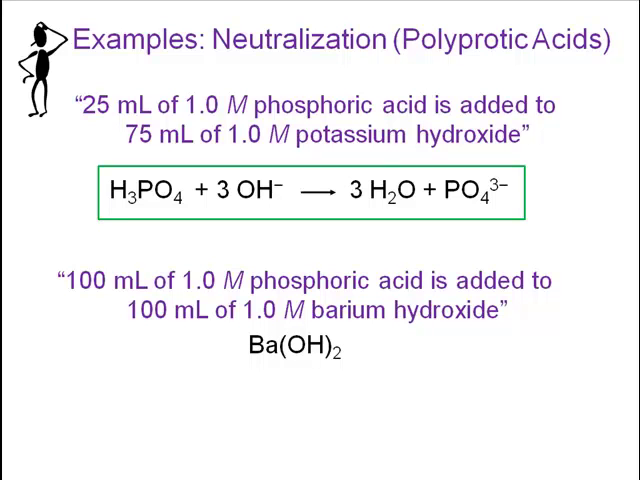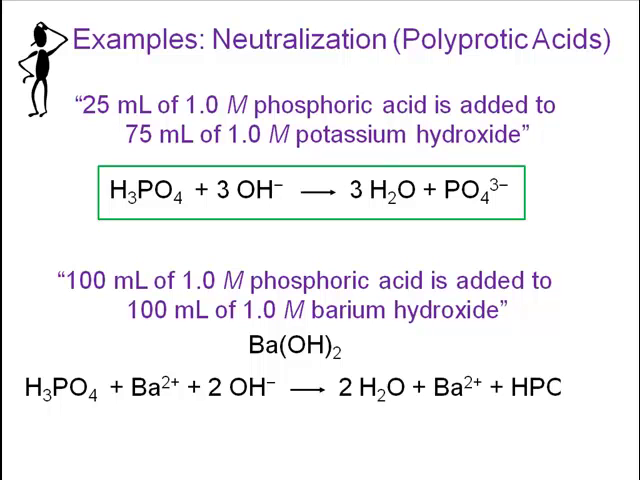However, can we write it together, or do we write it apart? Apart. Definitely write it apart. There are 2 hydroxides in the formula. So there's our 2, there's our 1, there's our 1. So what is the product going to be with hydrogen and the phosphate? How many hydrogens will it have? 1 hydrogen phosphate, our barium, and our two waters, and we are done.